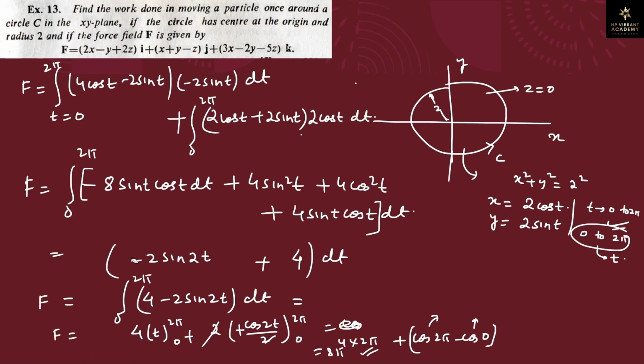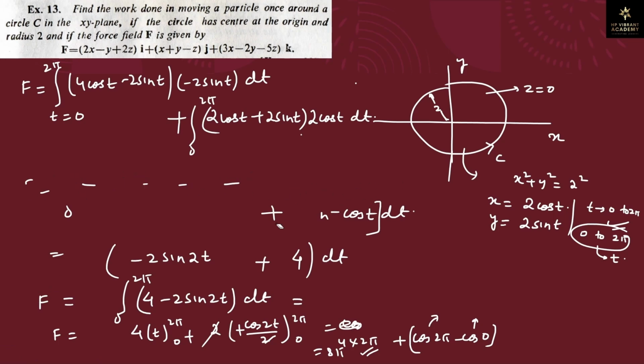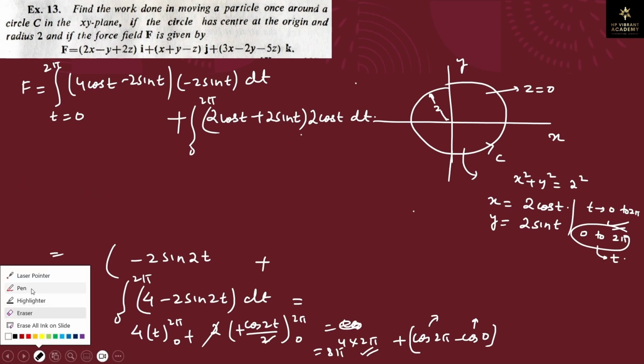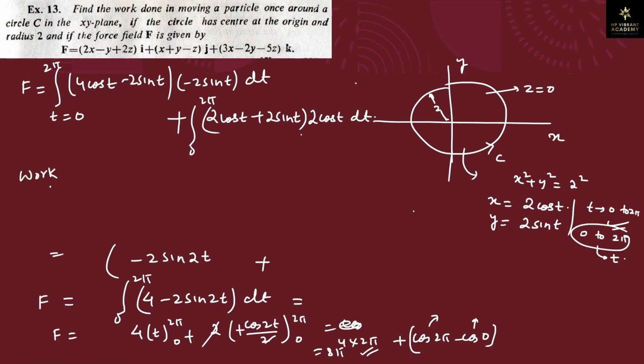Okay. So value of the expression is given by 8 pi. So the work done is equal to integral over C of F dot dr is equal to 8 pi. Answer. Okay. Now let us solve question number 14. How we can solve this?